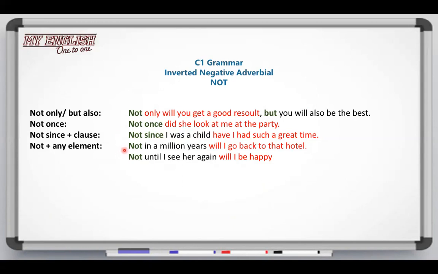Finally, this one, okay. Not in a million years will I go back to that hotel, or not until I see her again will I be happy. So in this case, apparently we have always a clause here, and then we have the inversion. These are cases with the word not.